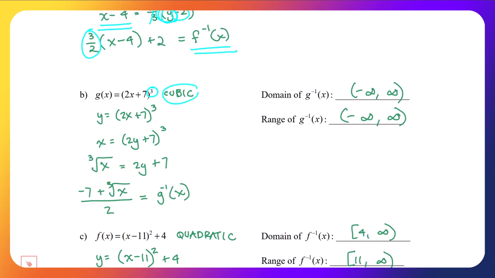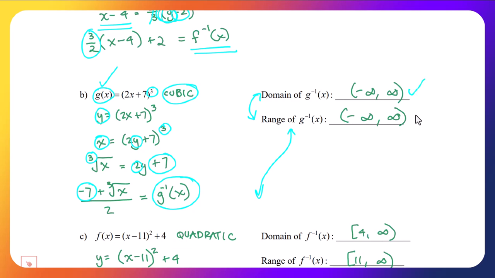Third degree, it's cubic. Let the function become y, switch x and y. Cube root both sides to get rid of the 3. Subtract 7 and divide by 2. And y is by itself. In this case, since the function is g, we have the inverse function of g. And the original cubic function goes forever up and down and left and right. So we switch the domain and range of the original function, we still get from negative infinity to infinity.